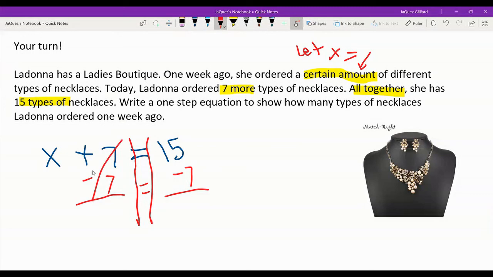7 minus 7 is 0. Write down your X equals. And 15 minus 7 is 8. So it looks like LaDonna ordered 8 more necklaces. Good job.